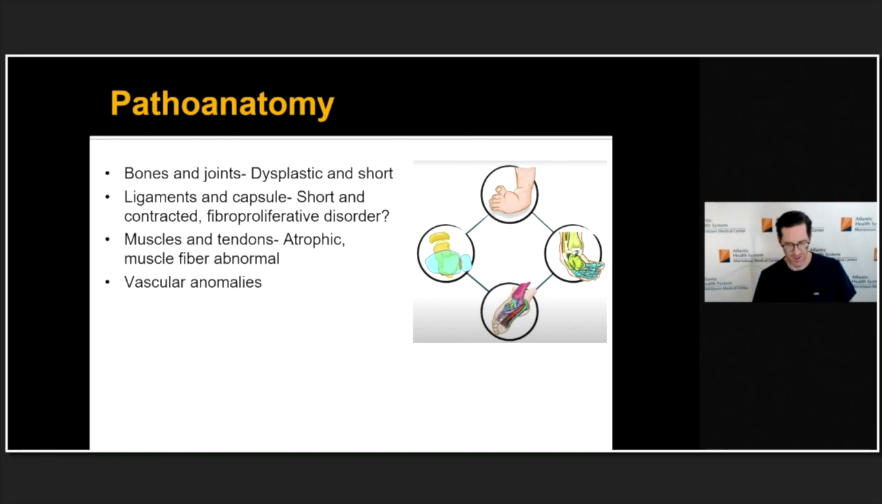So what is the pathoanatomy? Essentially, all the musculoskeletal elements from the leg down to the toes are involved, including the bones and the joints, which are dysplastic, and the joints are malaligned, particularly in the ankle and in the hindfoot. Both the ligaments and capsules are contracted, suggestive of some of the fibroproliferative disorders that we see, such as Dupuytren's contractures. There's atrophy and abnormal muscle fibers in the muscles of the leg, and there are also associated vascular abnormalities. This is truly a complex deformity.